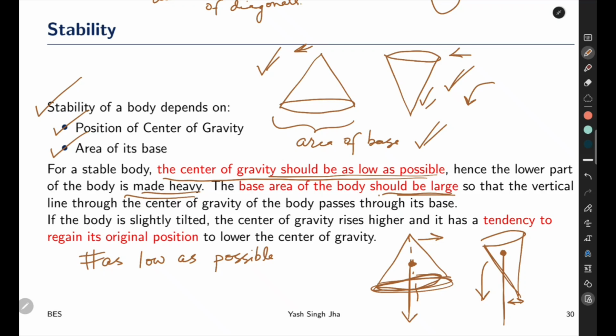The example of an inverted cone and a straight cone is a good example. You may use this in an ICSE exam. If a body is slightly tilted, the center of gravity rises higher and it has a tendency to regain its original position. That's why when we lift something heavy, we tend to bend. Why? To improve our balance. When people are surfing, they bend their knees to bring their center of gravity as low as possible to get balance. So there are two factors for stability: the position of the center of gravity and the area of its base.